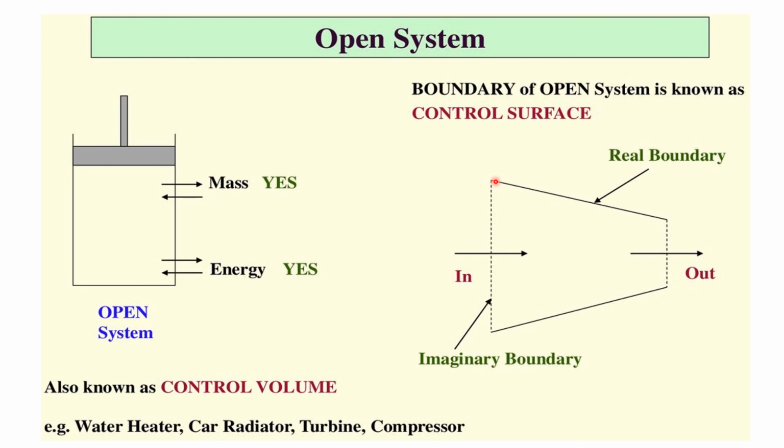You can see here, if I assume this is the nozzle example, this is the real boundary, physically it is present here. See here, some fluid or some mass is entering here and some mass is going out here. Here no physical boundary is present, so we will consider this as the imaginary boundary, because no physical surface is present here.